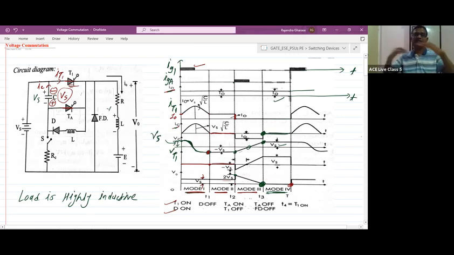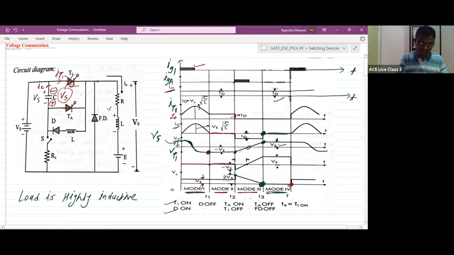But the capacitor discharging current value is very high, because the capacitor voltage is Vs volts, and that very high current will be flowing. So the resultant current in thyristor T1 will suddenly drop to the 0 value. Next, once thyristor T1 turns off, what will happen?